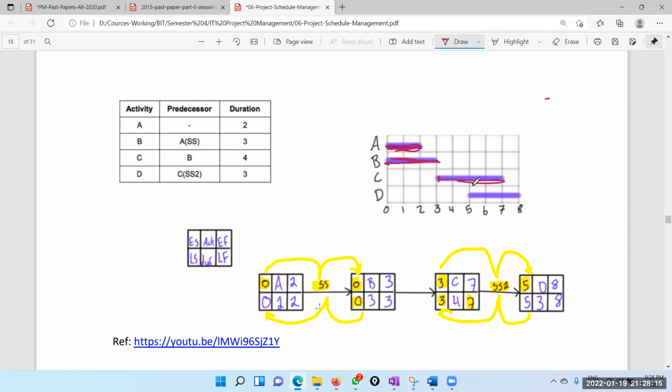And it takes 4 days. And D depends on C. Start to start with the lag of 2.